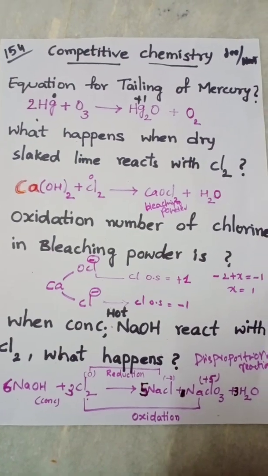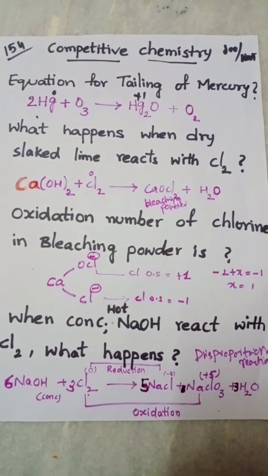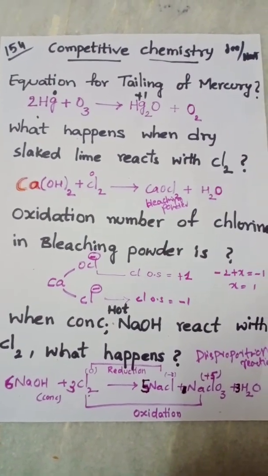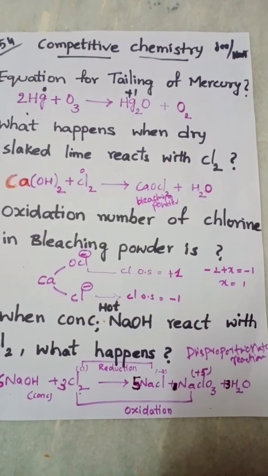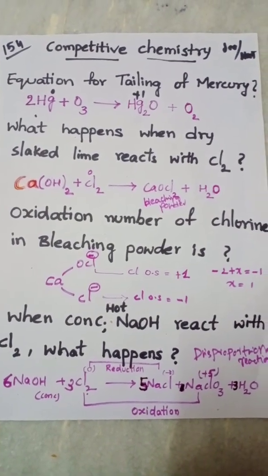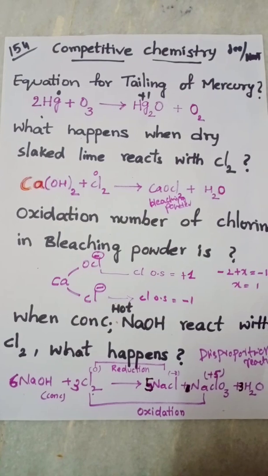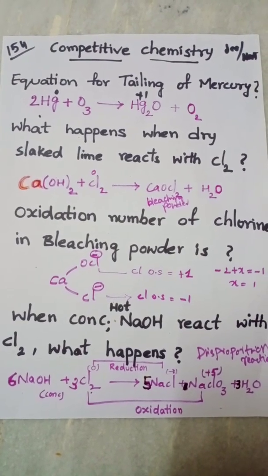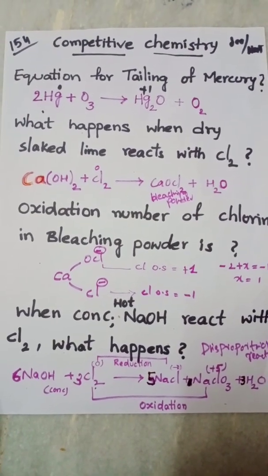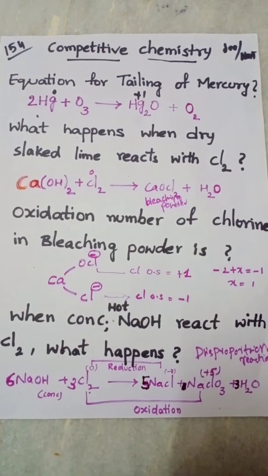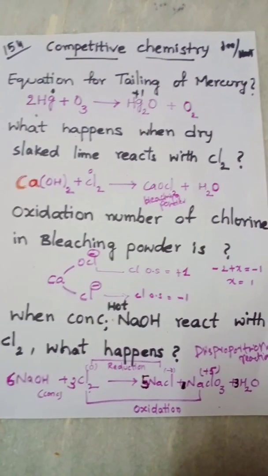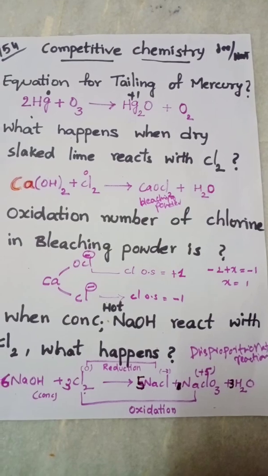At the same time, if chlorine reacts with cold NaOH, we get sodium chloride, sodium hypochlorite plus water. Same reaction, but instead of hot concentrated NaOH, we are going to take cold dilute NaOH. When cold dilute NaOH reacts with chlorine, we get sodium chloride, sodium hypochlorite NaOCl plus H2O.